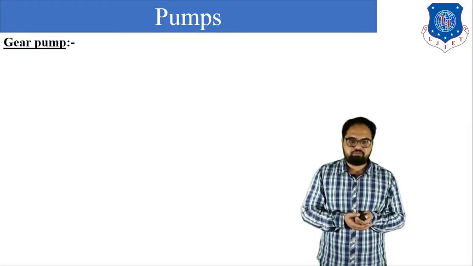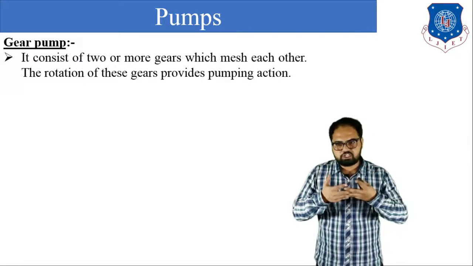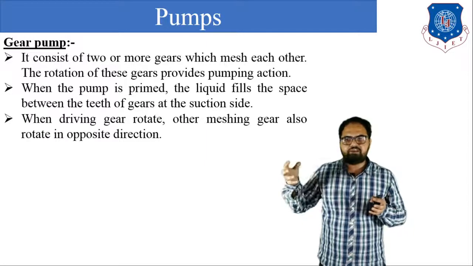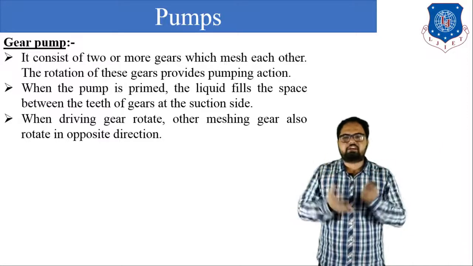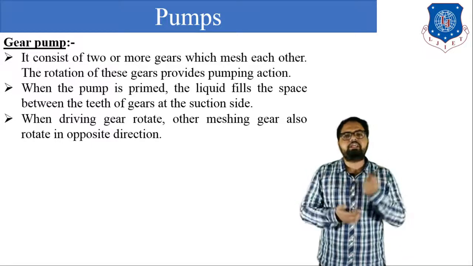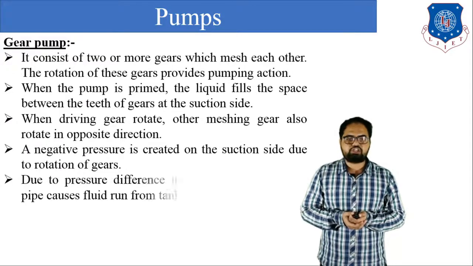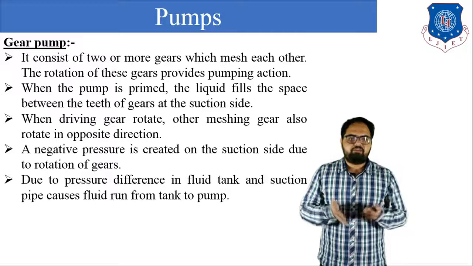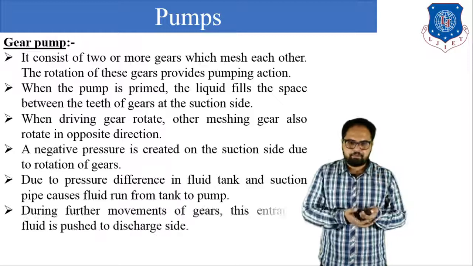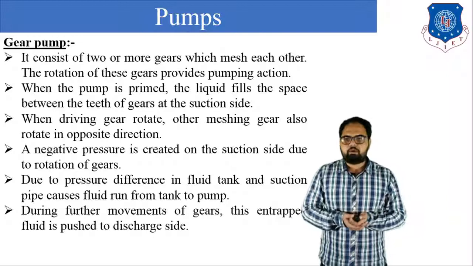So as we have discussed, it consists of two gears which are meshed with each other. The rotating gears provide the pumping action. When the pump is primed, the liquid fills the space between the teeth of the gear at the suction side, and when the driving gear is rotated, the other meshing gear is also rotated but in the opposite direction, and negative pressure is generated at the suction side due to rotation of the gears. Due to the pressure difference in the fluid tank, the suction pipe causes fluid to run from the tank to the pump, and discharge of the liquid takes place. So this is all about the gear pump.